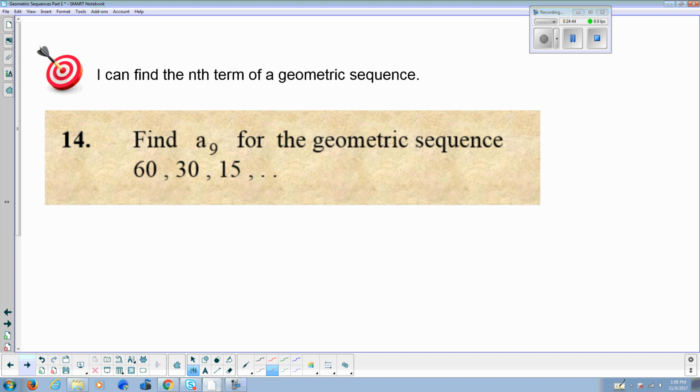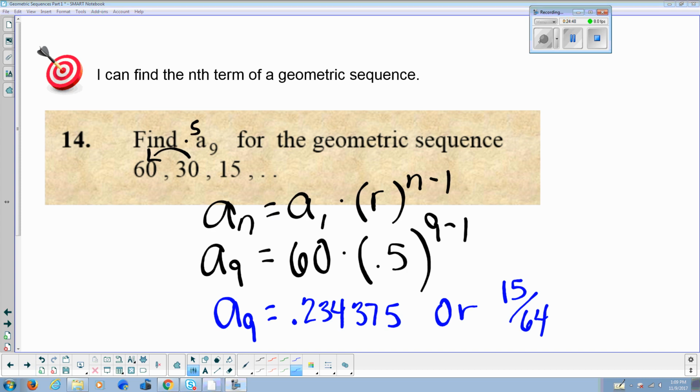14, find A9 for the geometric sequence. Go ahead and pause and try this one on your own. So this one was pretty yucky. If you look at it and notice that the terms are actually decreasing, and when you do this division, 30 divided by 60, we get a common ratio of 0.5. So our r here is a decimal, 0.5, or a fraction, 1/2. So A1 was 60. We're looking for A9, so we substitute in 9 for n.